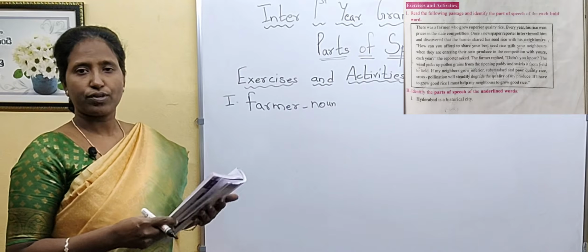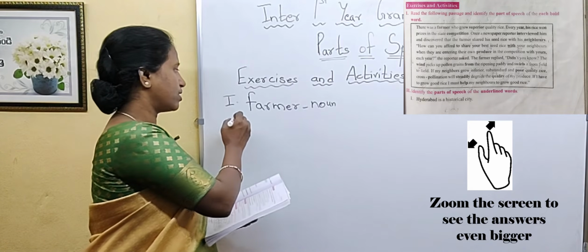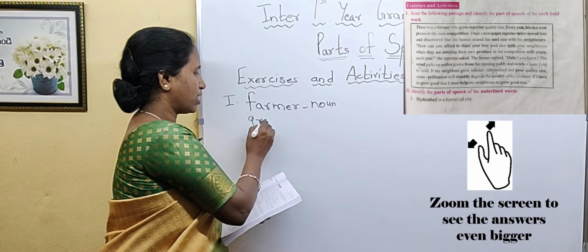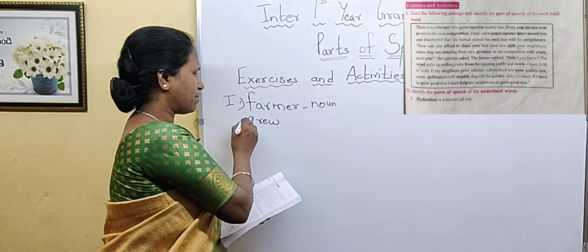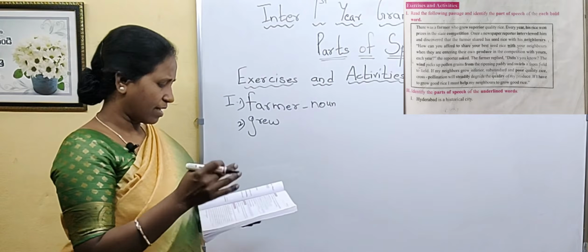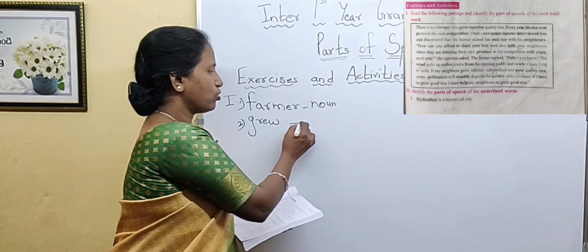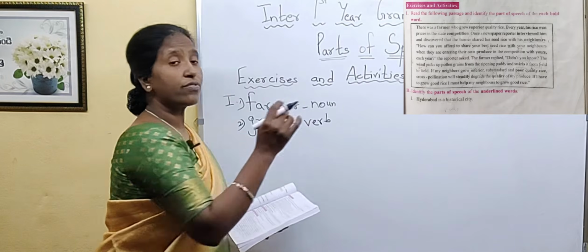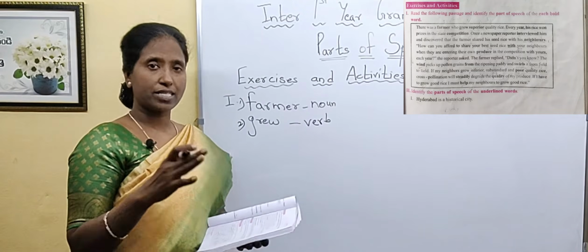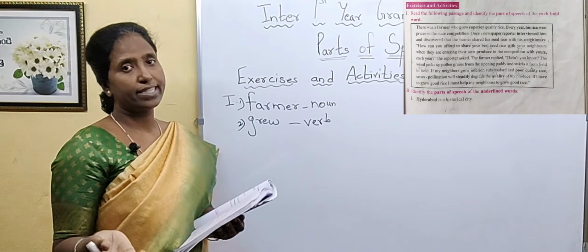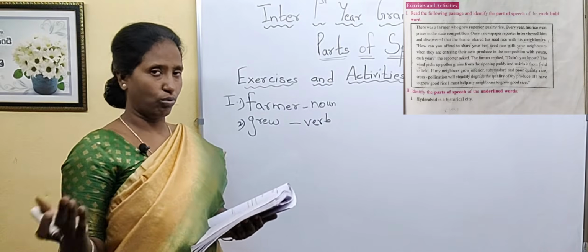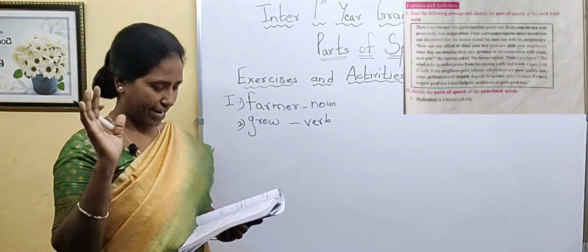Who grew? Grew is a verb. It is denoting an action. Here numbers are not given, so I will just give the number for our understanding. Grew is a verb. Generally, words for which you have present tense and past tense, you can take them as verbs. Grow, grew, grown. So this is a verb. This is an action word.